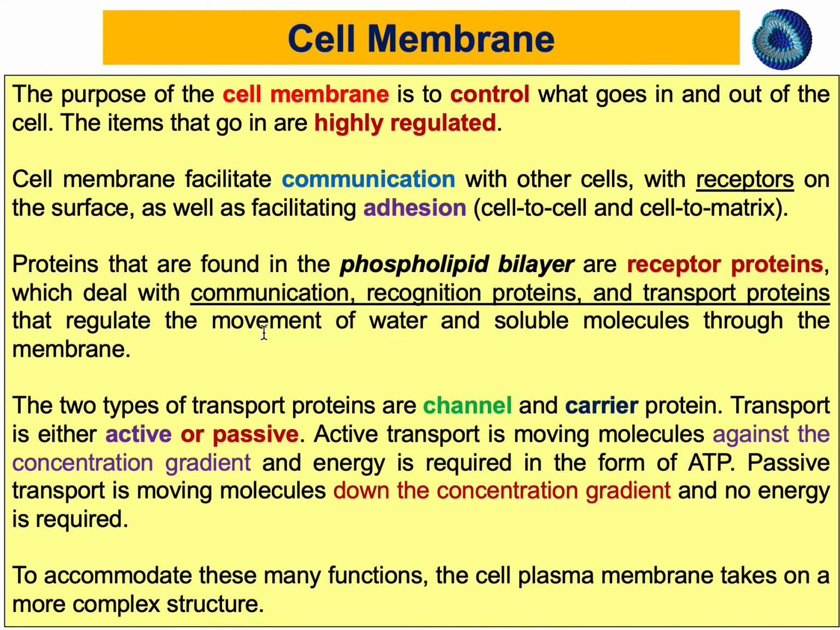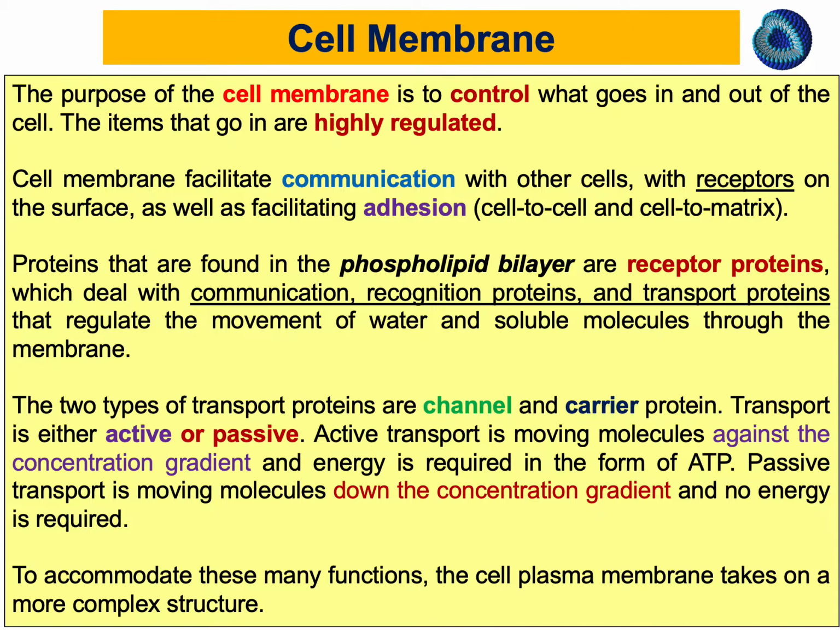Now, proteins are found in the phospholipid bilayer, and they are called receptor proteins. Remember, we talked about receptors. They deal with communication and recognition, so proteins can recognize where they are. In the phospholipid bilayer, we have a huge amount of different proteins that do different functions: communication, recognition, and transport.